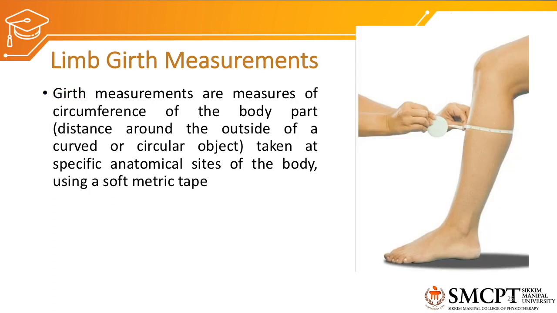Let us move on to limb girth measurements. What do we mean by limb girth measurement? It is self-explanatory. Girth measurements are measures of the circumference of a body part, taken at specific anatomical sites of the body using a soft metric tape.